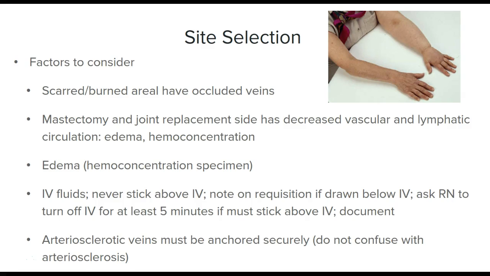When a patient has an IV, and it has saline or anything running through it, you can't stick above that IV. You may stick below. If you need to stick above it, you have to ask the nurse to turn off the IV for at least 5 minutes. You stick them and you document that you've done so, and usually that's okay. So if a patient has an IV, try to stick the other arm. Sometimes we have patients that have 2 IVs, so we just have to get the nurse to turn it off.